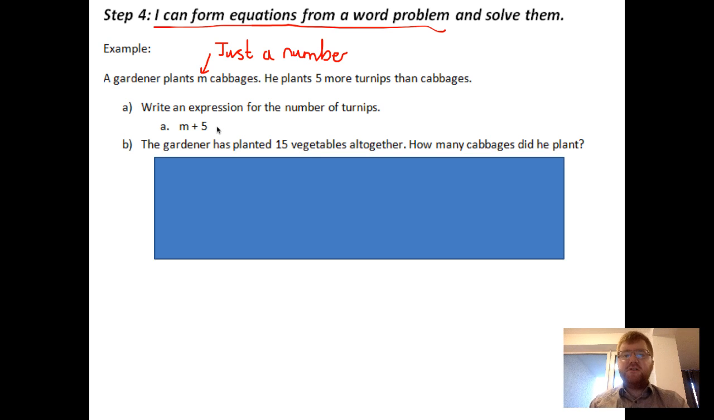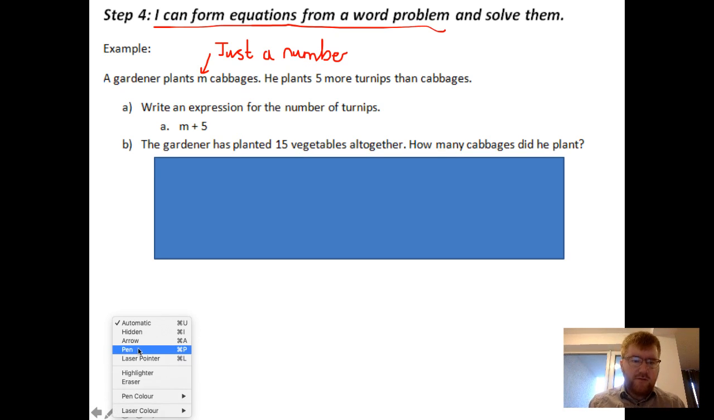Okay. So we've got an expression now for turnips, and we have an expression for cabbages. Now we're going to use those. So the gardener has planted 15 vegetables altogether. How many cabbages did he plant? And this is where people go, whoa, okay, I've maybe done the first part, that was fine. How am I supposed to know the number of cabbages from the total number of vegetables? I mean, what is this? Well, let's go through this logically.